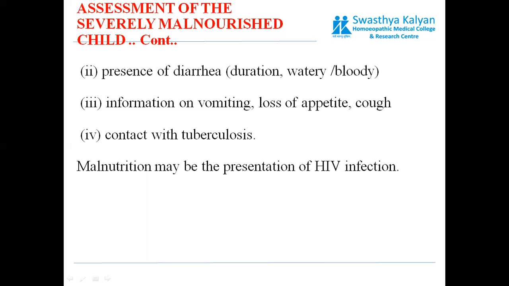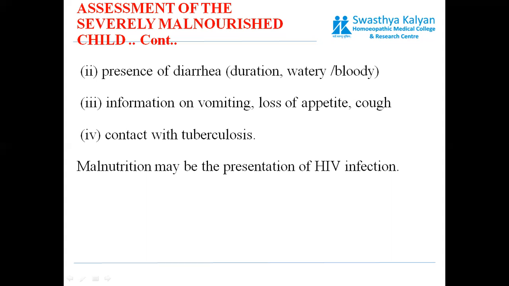Detailed history should be taken regarding loss of appetite, presence of cough, or any history of vomiting. Then history of contact with tuberculosis. Malnutrition may be the presentation of HIV infection also. So detailed history is very important in the assessment of a severely malnourished child. So this was all about the history.